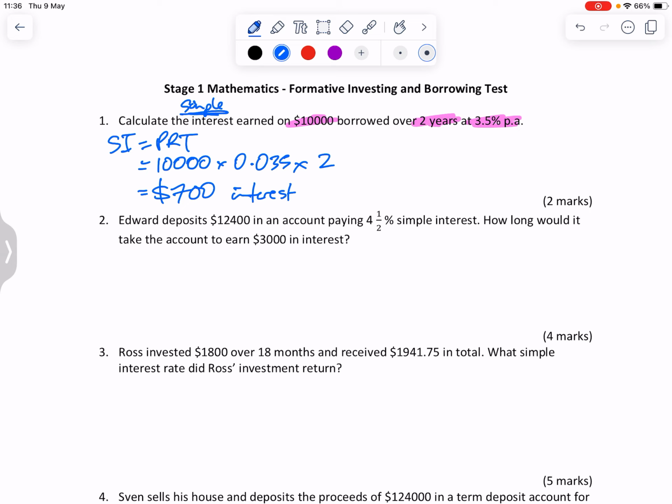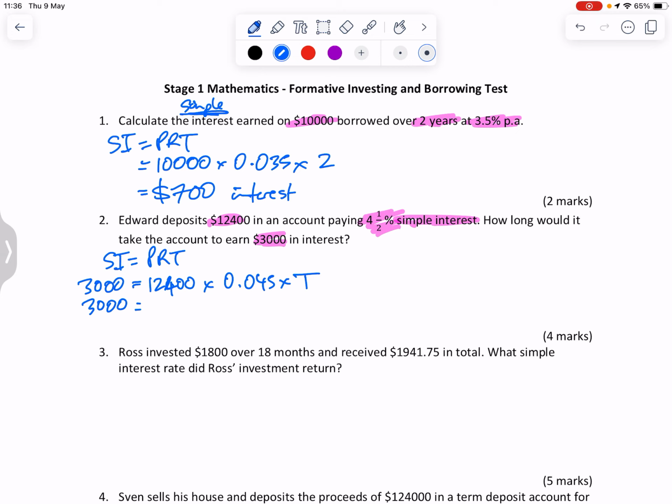Question 2. Edward deposits $12,400 in an account paying 4.5%. So highlight what's important: 12,400, 4.5. How long would it take to earn $3,000? You've been told it's simple interest, so SI = PRT. I know that he deposited $12,400, so the principal was 12,400. The interest rate was 4.5%, so 0.045. It's asking how long, so I don't know what T is, and it earned $3,000 in interest. So I can work out what 12,400 times 0.045 is.